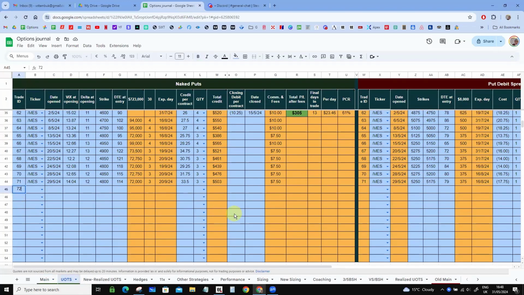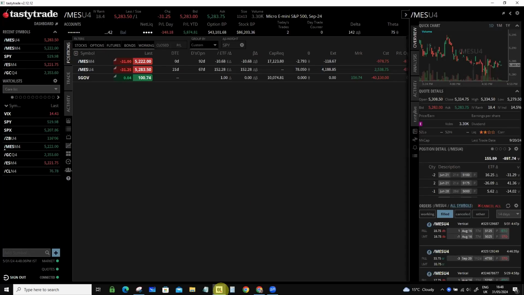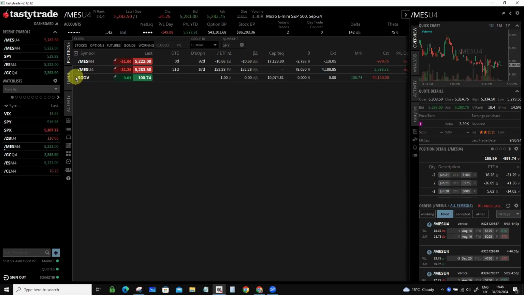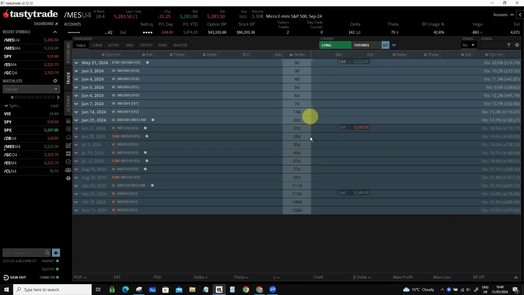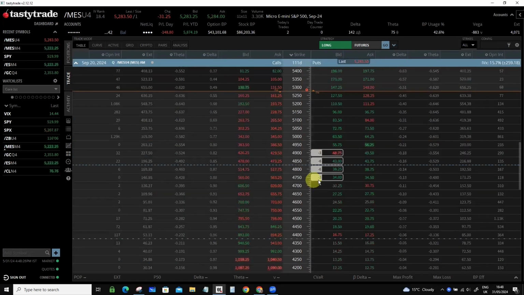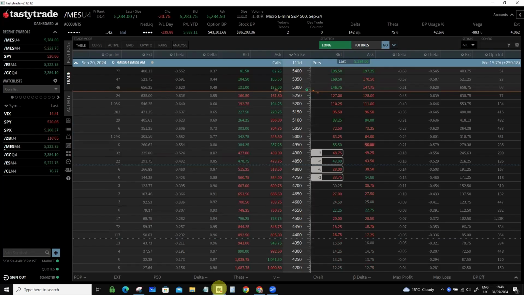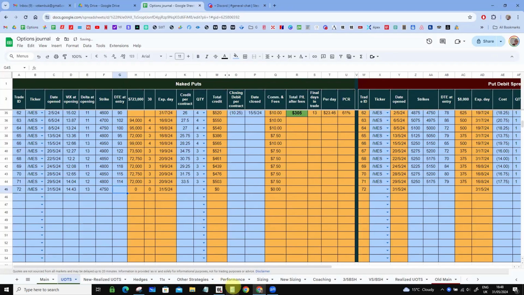This is going to be trade 72, MES, today's date. VIX was 14.43. Delta was 12, was it? No, was it 12 or 13? Let me just double check. It was 13. So 13 delta, and the strike was 47.50, 111 days, and we got 33.75 for that for 3 of them.